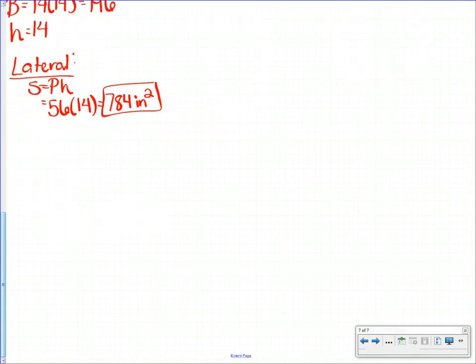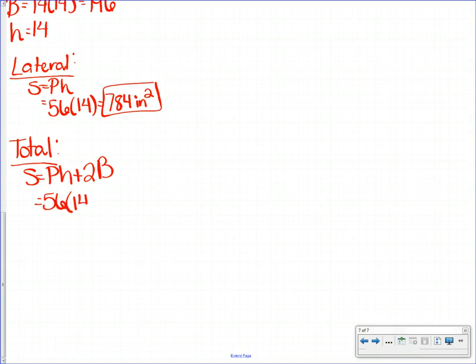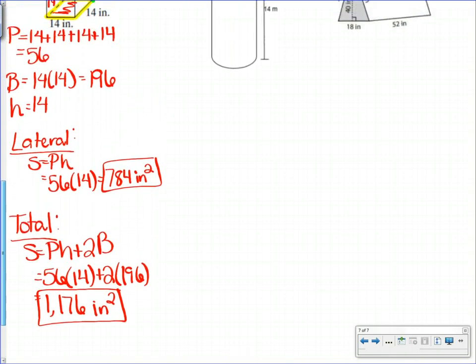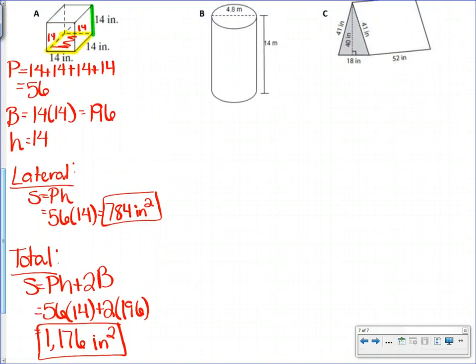For total, your formula is S equals PH plus 2B. Again, just fill in the variables you've already found. 56, your height is 14, plus 2, and then we said the area of the base was 196. Type that all in, you get 1,176 inches squared. So that's letter A.